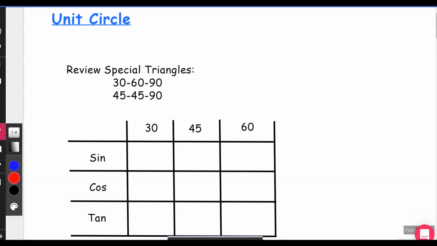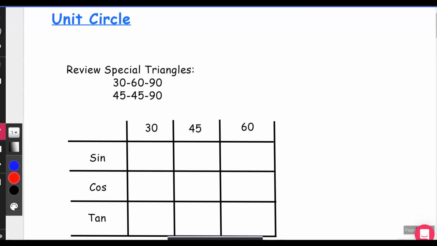Hey everybody, we are going to do a little lesson here on the unit circle. The unit circle is definitely one of the most important things we are going to do and use here. You will also find, as part of this assignment for the day, a blank unit circle that I'd like you to fill in.